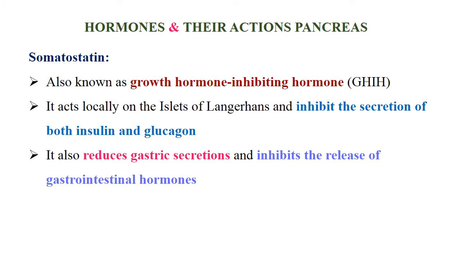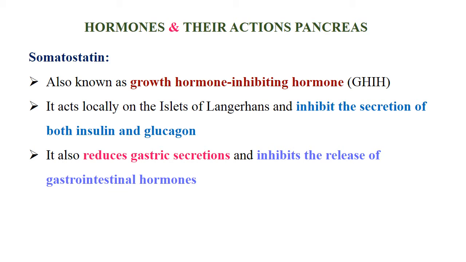The delta cells of the islets of Langerhans of the pancreas secrete somatostatin. This is also known as growth hormone inhibiting hormone, GHIH. It acts locally on the islets of Langerhans and inhibits the secretion of both insulin and glucagon hormone.